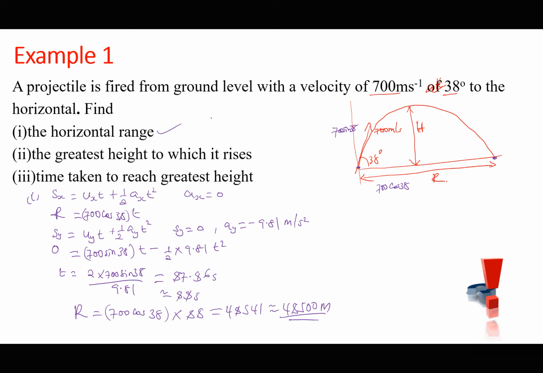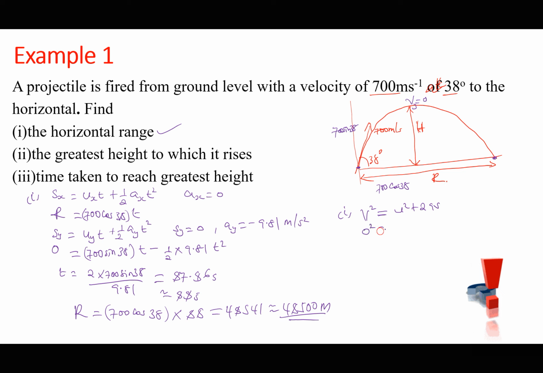Then Roman 2, the greatest height. To find the greatest height, I will consider vertical motion. Remember, at the highest point, velocity in the vertical is 0. So I could say v is equal to u plus at, but this one has no h, so I'll use v squared equals u squared plus 2as, where s is the highest height.